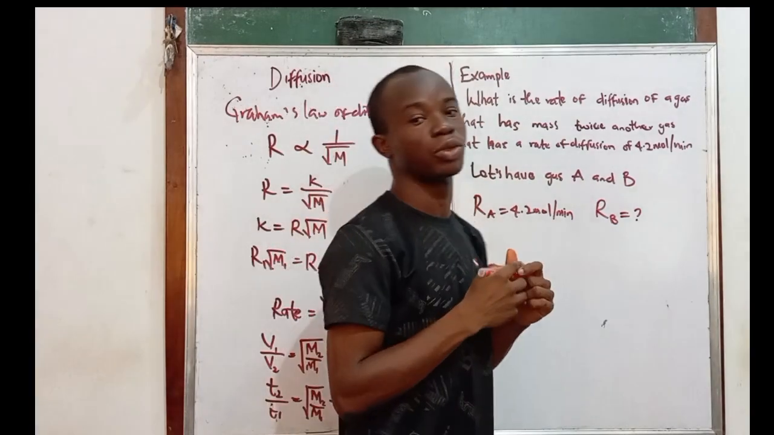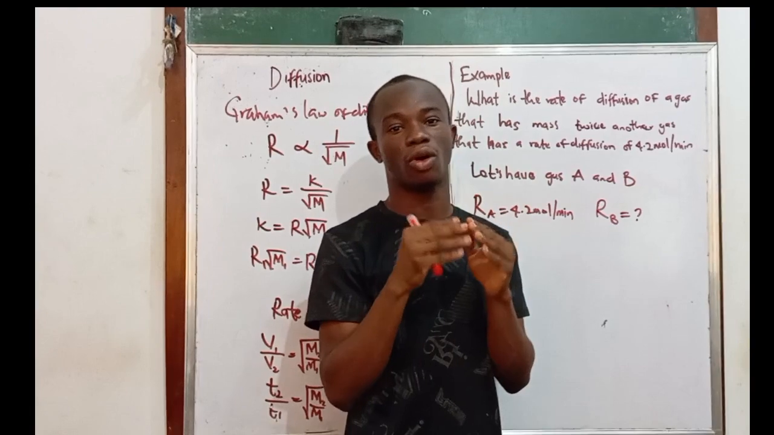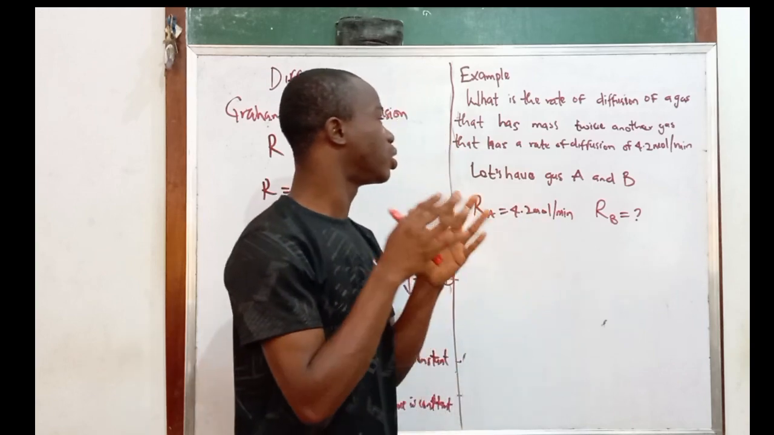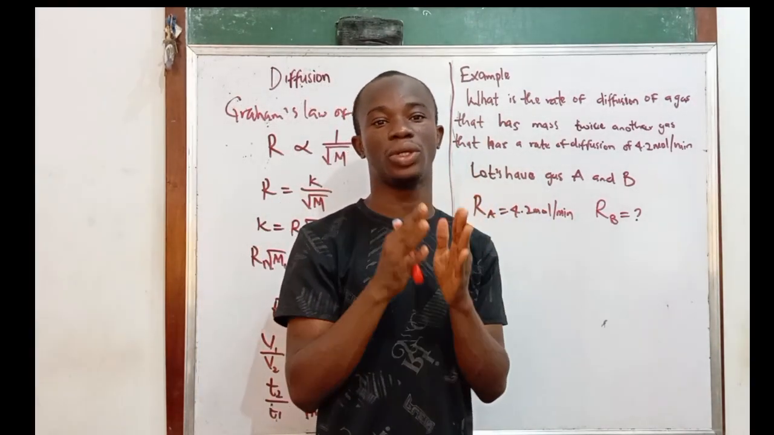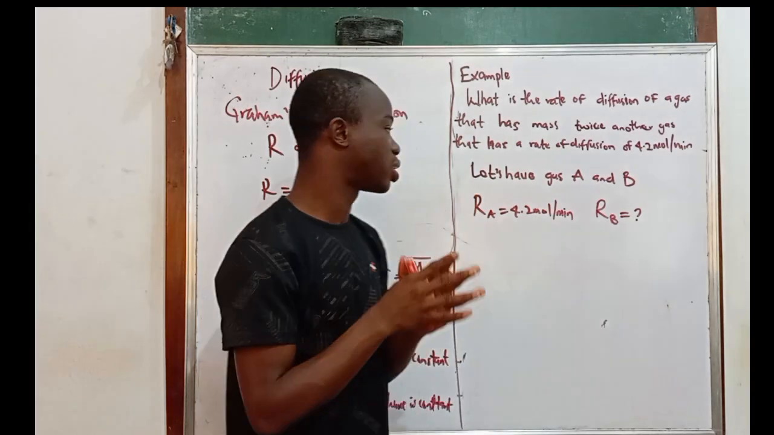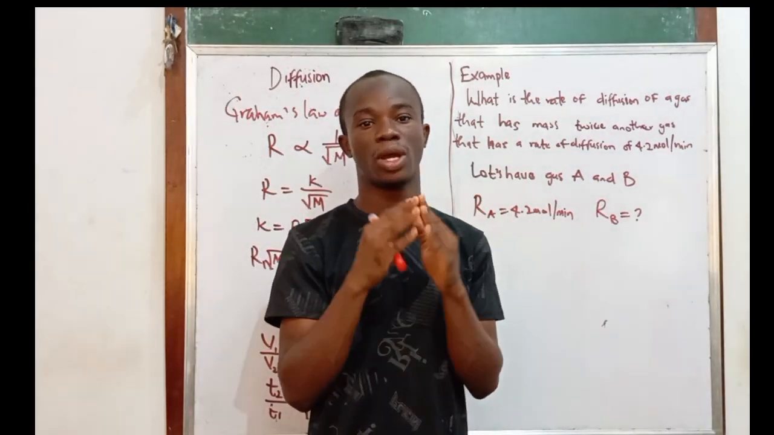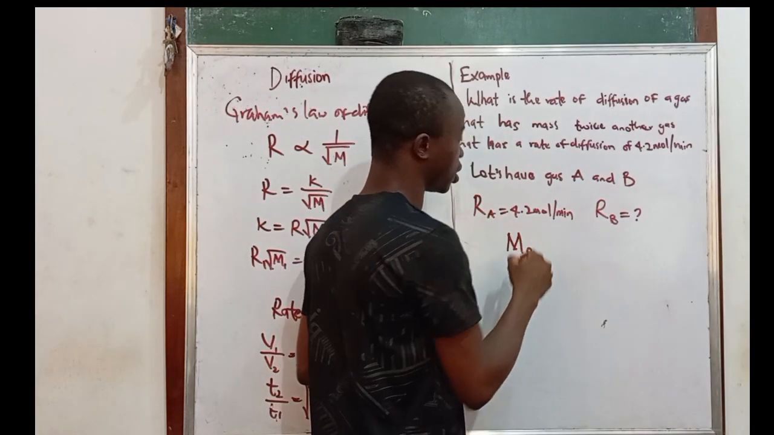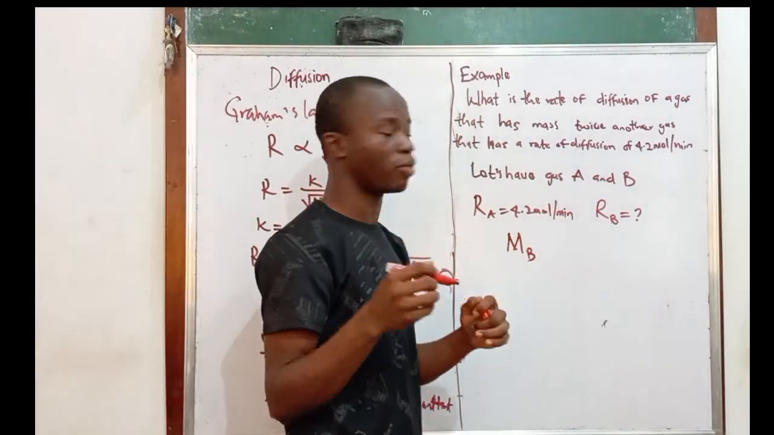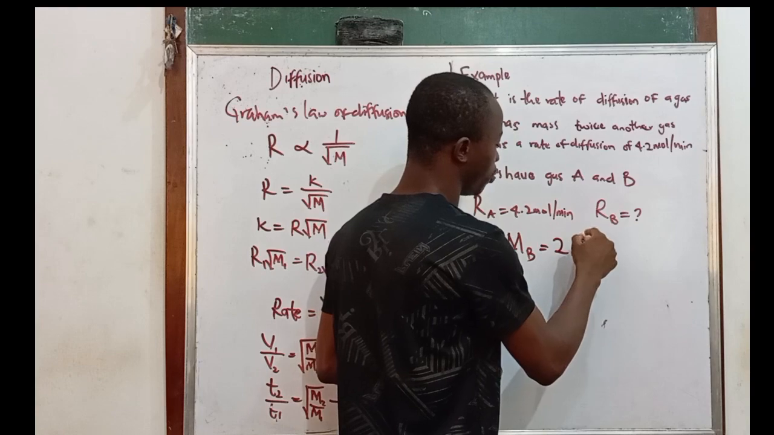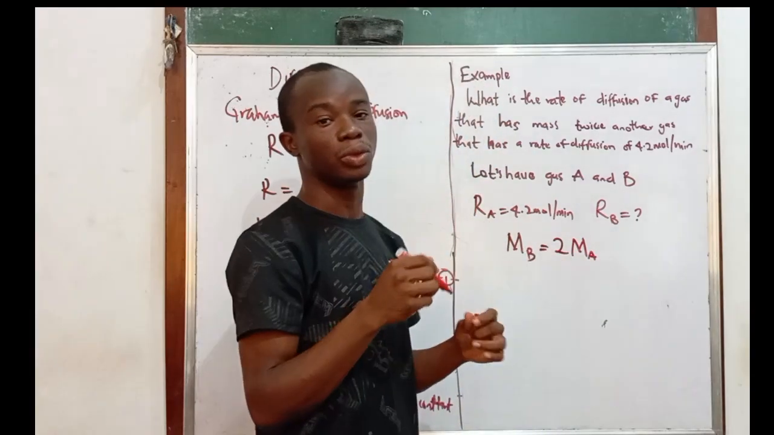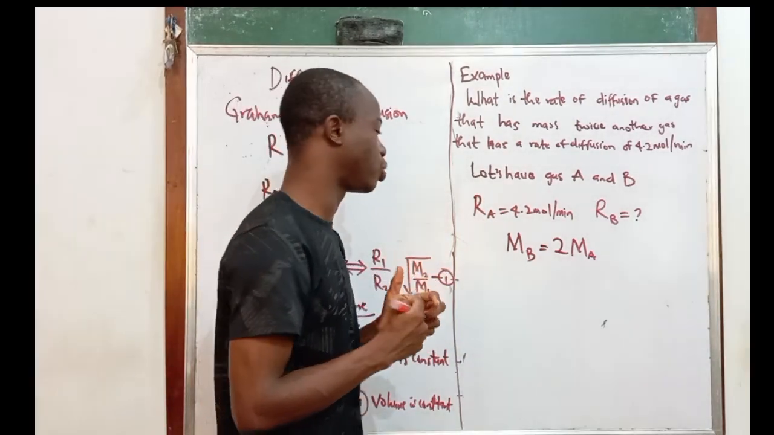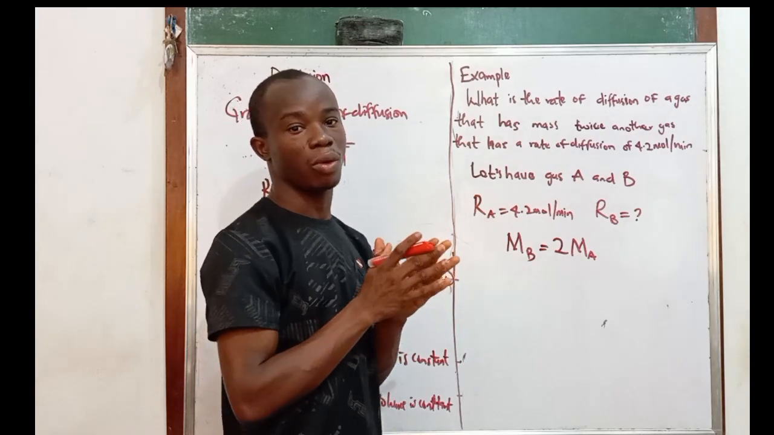Now, another thing to take note of from the question is that they said the mass of the gas whose rate of diffusion we do not know is twice the mass of the gas whose rate of diffusion we know, which implies that MB equals 2MA. That is, MB, the mass of the gas whose rate of diffusion we do not know, equals 2MA, which is the mass of the gas whose diffusion rate we know. So from these things that we have brought out of the given question, we can now apply our expressions.